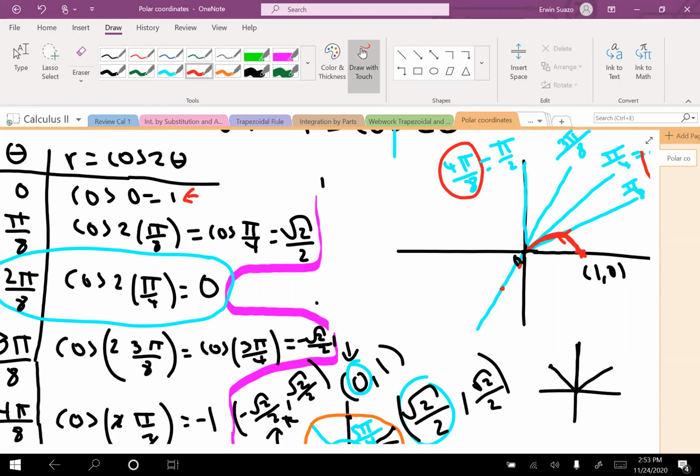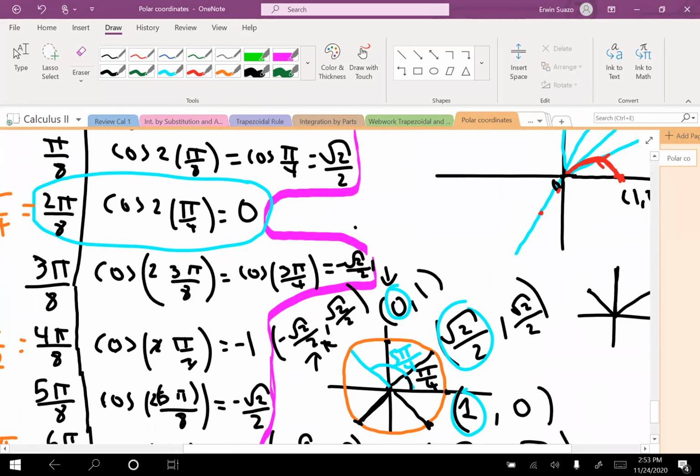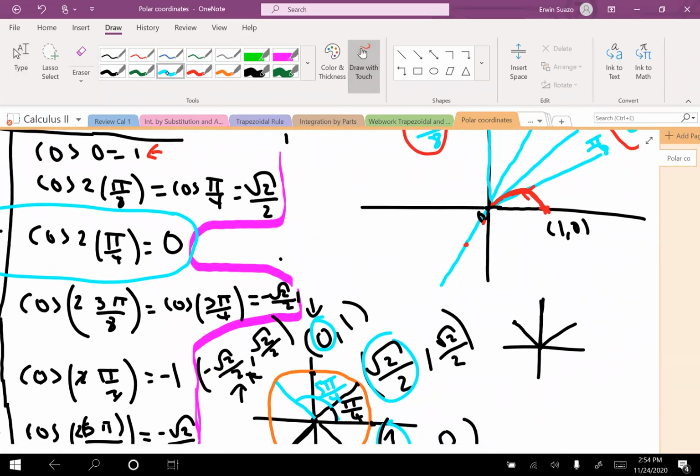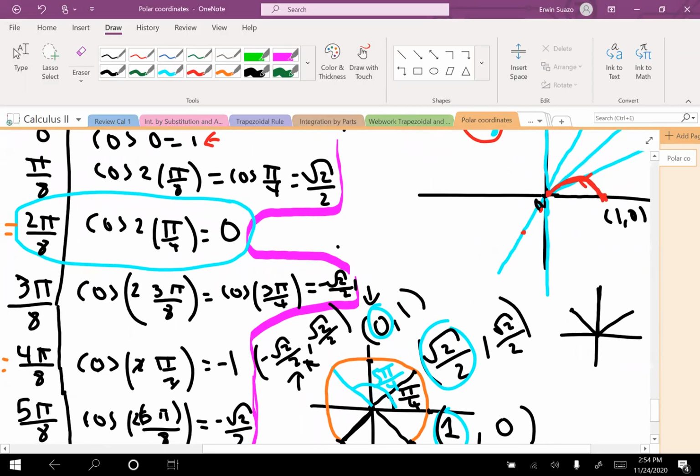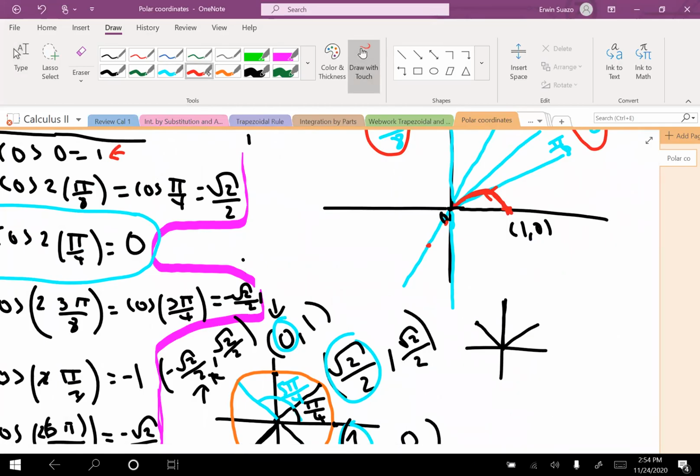Okay. So the next one is 4 pi over 8. 4 pi over 8 is pi halves. So pi halves is this one. And then for pi halves, the radius is minus 1. So I have this point, this point, and this point. So it's going like this.